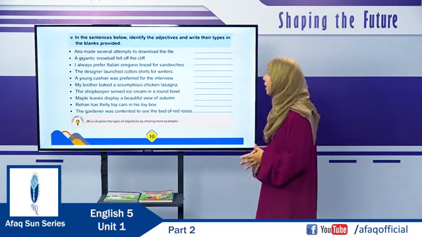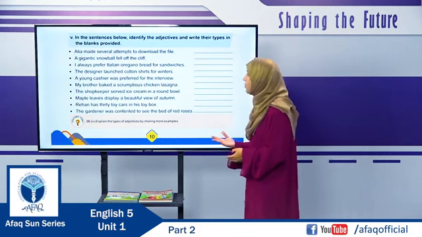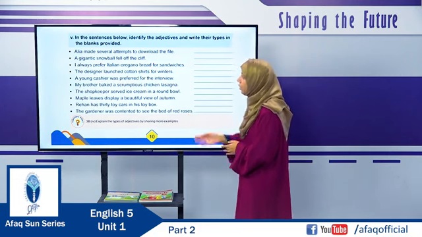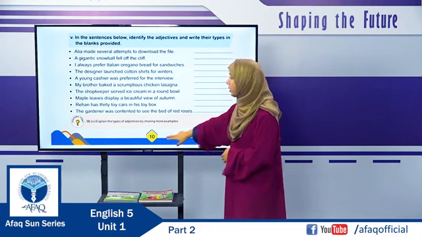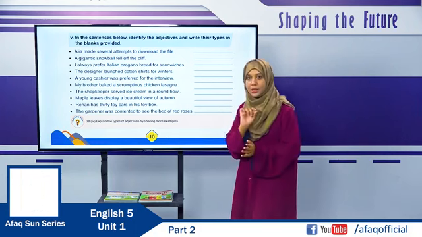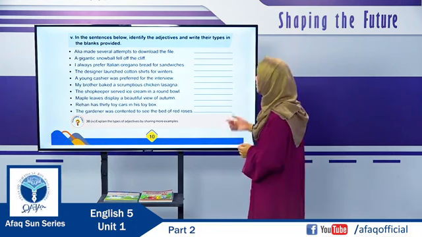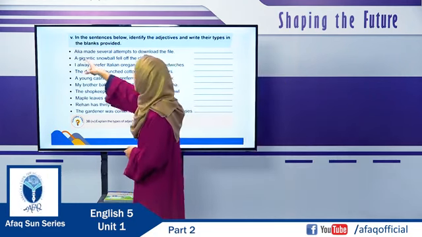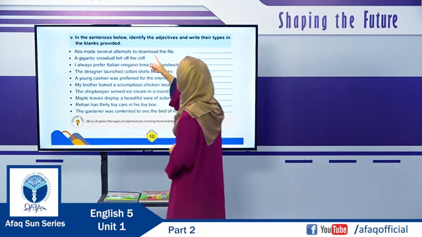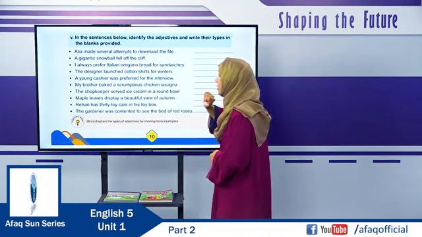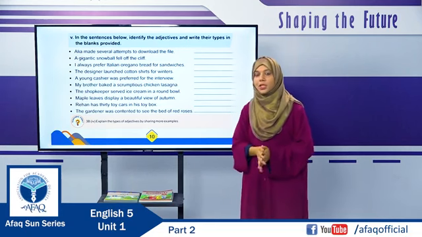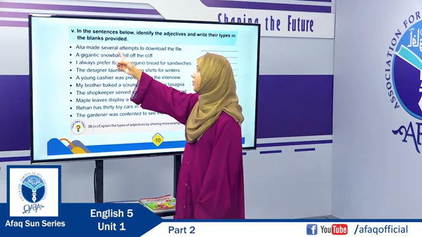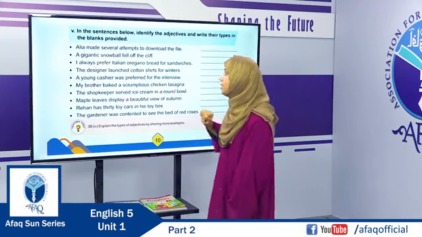Now I want you to identify these adjectives in the given sentences. The sentences are given in activity 5 of textbook page number 10. And you have to underline the adjectives in them and then write their types in the given blank. Okay, the first sentence is, Alia made several attempts to download the file. Okay, can you tell me which is the adjective here? Yes, the adjective is several. So you have to underline this word, several.